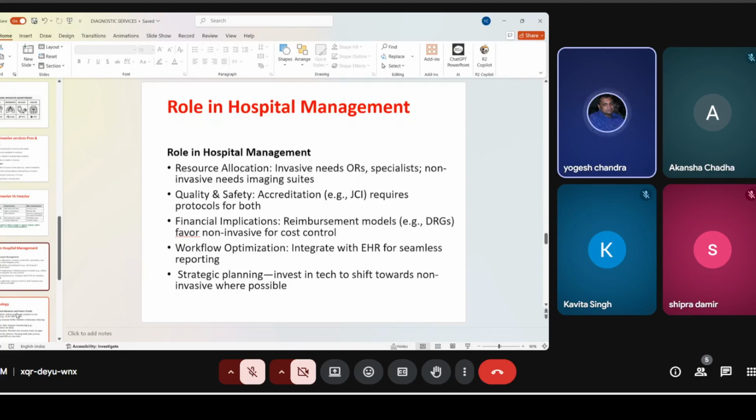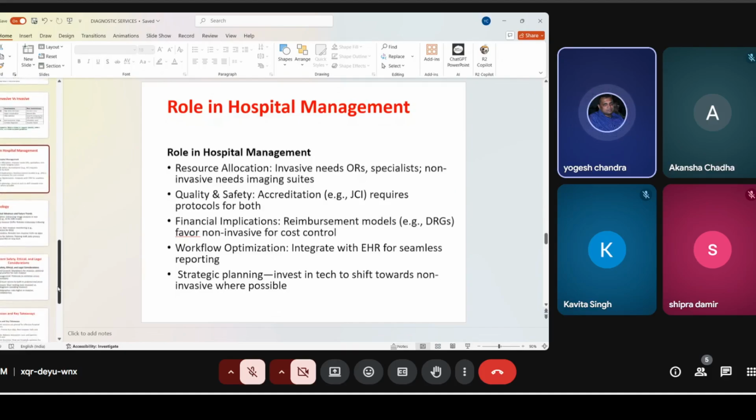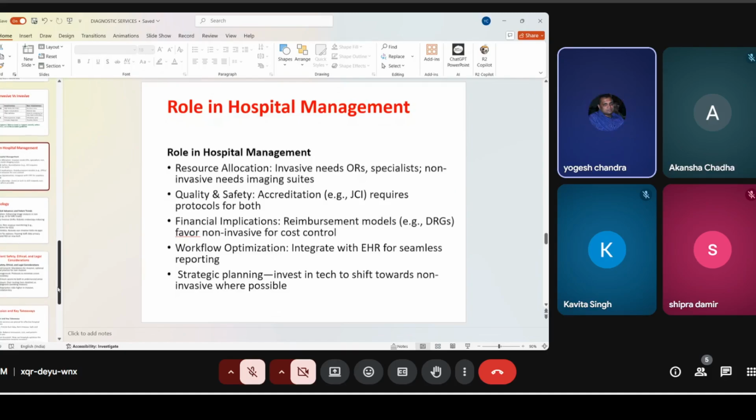Otherwise the person is sending the report and you are just not able to locate where the report is going to. That integration is again the concerning part for the hospital administration. And at any time, as a hospital administration, you should involve yourself in strategic planning. What is strategic planning? This is the kind of planning which you do based on the immediate condition. Okay, so that is the strategic kind of planning.